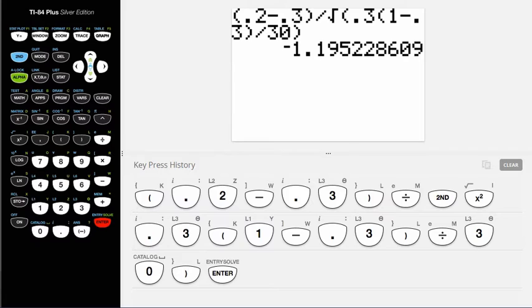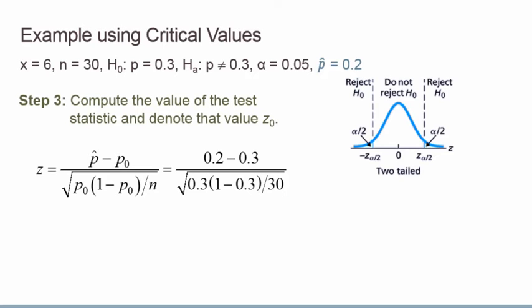Enter. And I have negative 1.195, which rounds to negative 1.20.